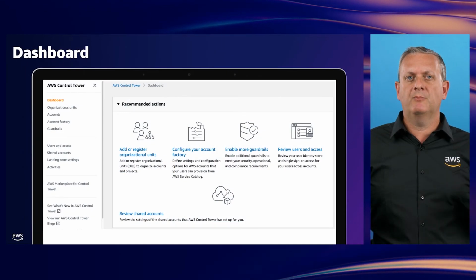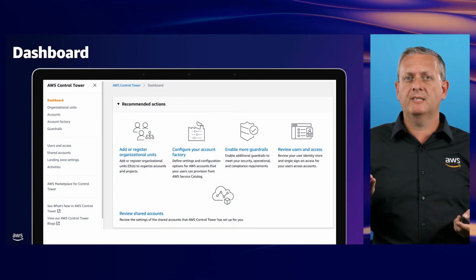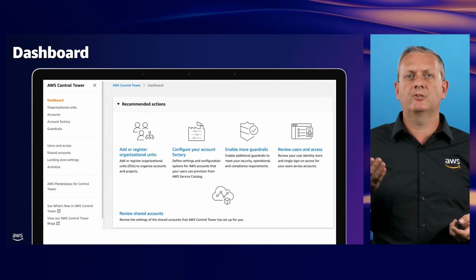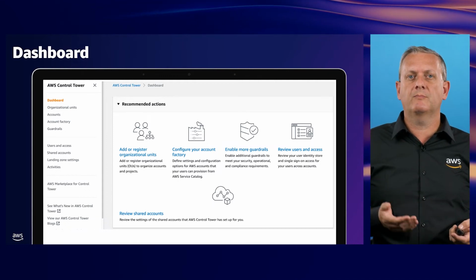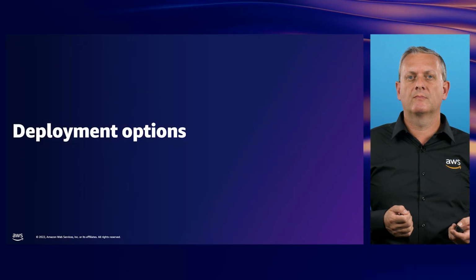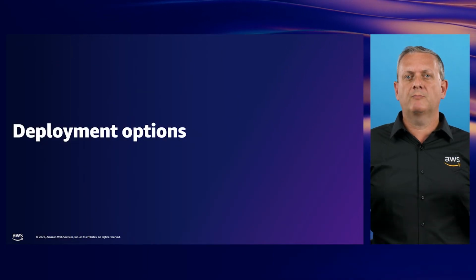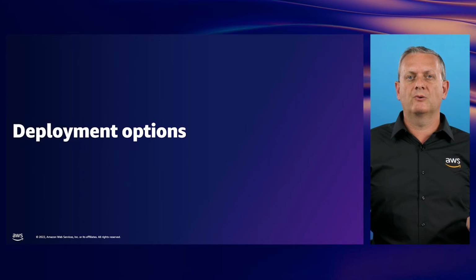The Control Tower dashboard provides a single pane of glass for monitoring activities, reviewing and changing organisational configuration settings, and selecting and deploying guardrails. Let's now look at the deployment options available when using Control Tower.